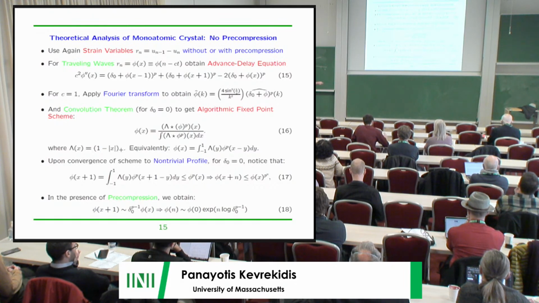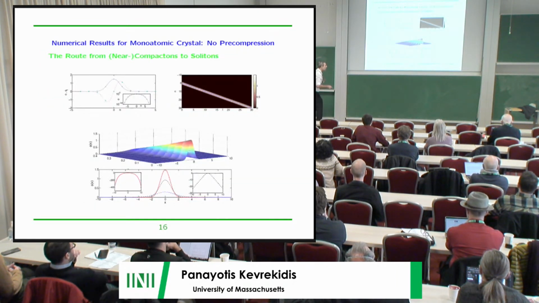On the other hand, I did this all without the delta naught. If you do put the delta naught, the precompression, you actually get exponential decay. So these pulses, if you do not have precompression, they decay extremely rapidly. In a semi-log plot, they decay still very rapidly, whereas the ones with precompression, they actually decay exponentially. So this is the exponential versus doubly exponentially decaying pulse.